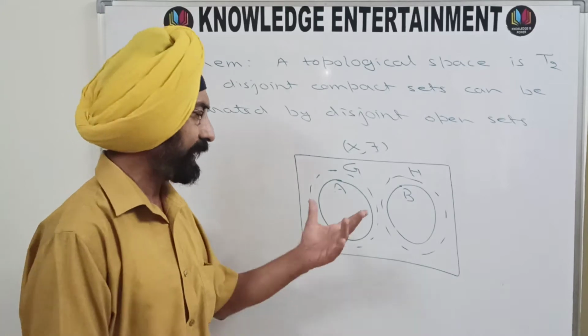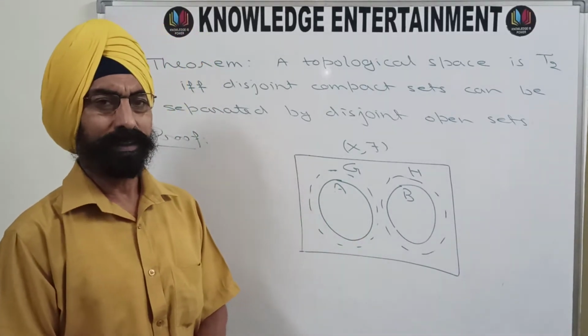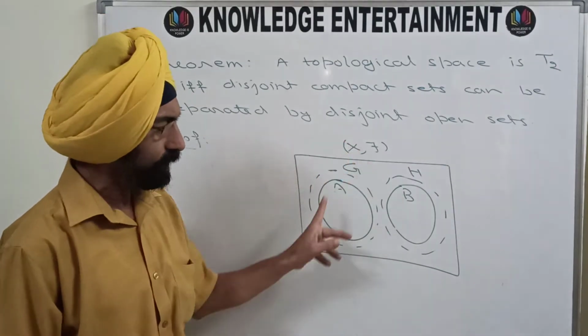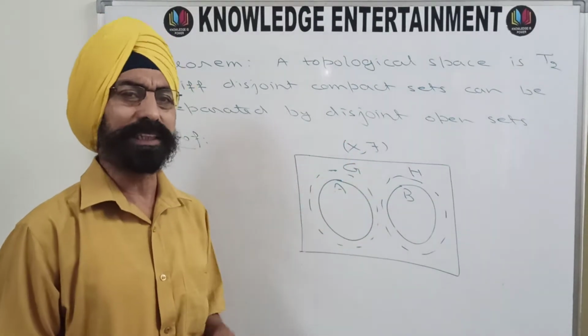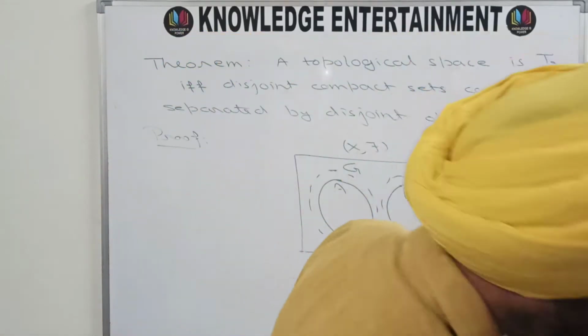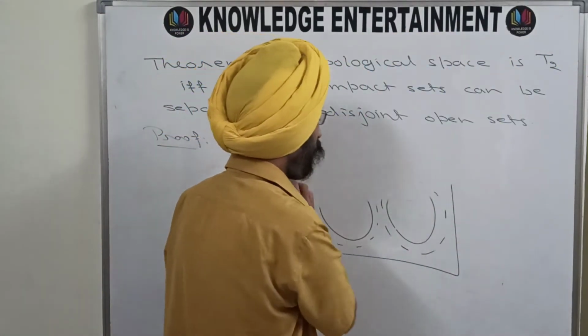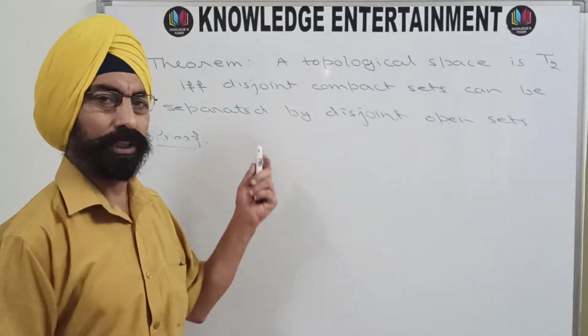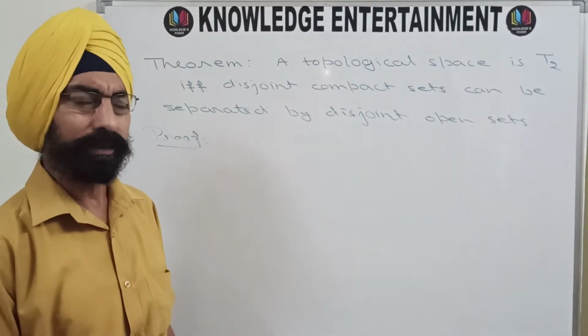So this is the theorem, and the converse is also true. That means if the condition is holding, then your space is Hausdorff. If it is Hausdorff, then this condition is there, and if the condition is holding, then the space is Hausdorff. That is what we want to prove. So now, after looking at the diagram of this theorem, the statement, we will move on to the proof.